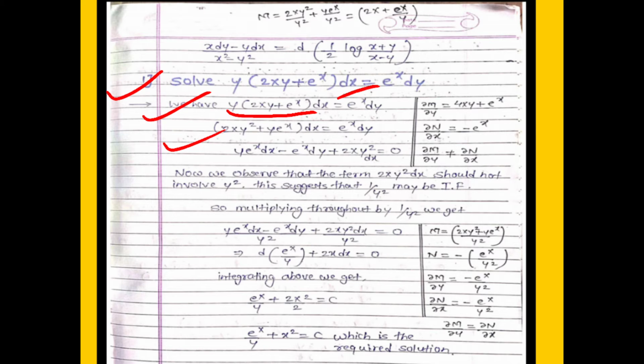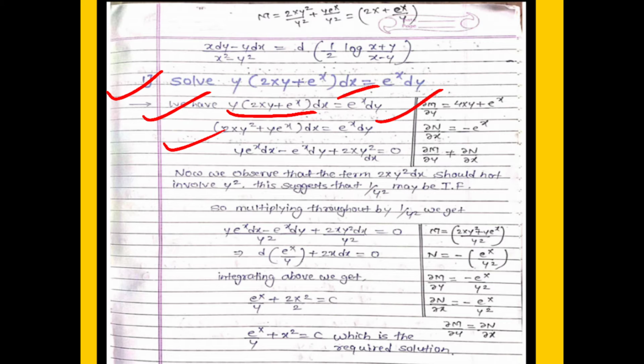So this will be transferred to the LHS, it will become minus e raised to x, so N will be minus e raised to x. So we will take the partial derivative ∂M/∂y, that will be 4xy plus e raised to x. After multiplying y into the inner bracket we get 2xy square plus e raised to x into y, and we are differentiating with respect to y, so the differentiation of 2xy square will be 4xy, and the derivative of y e raised to x will be e raised to x because the derivative of y is 1.